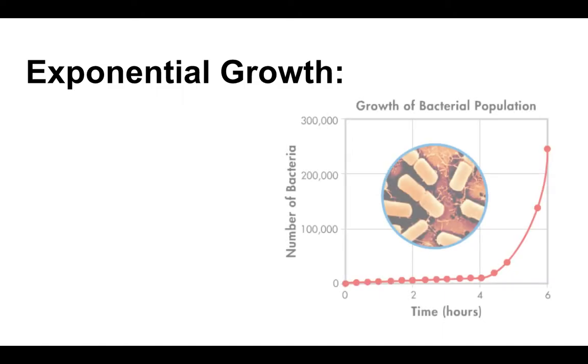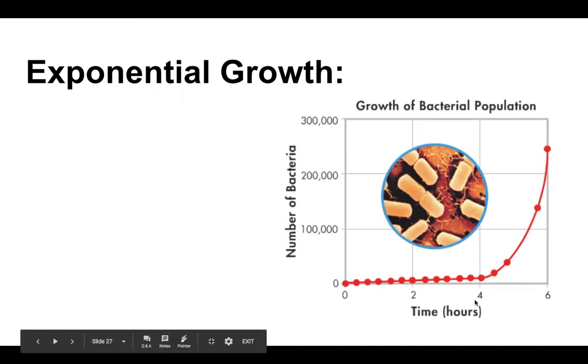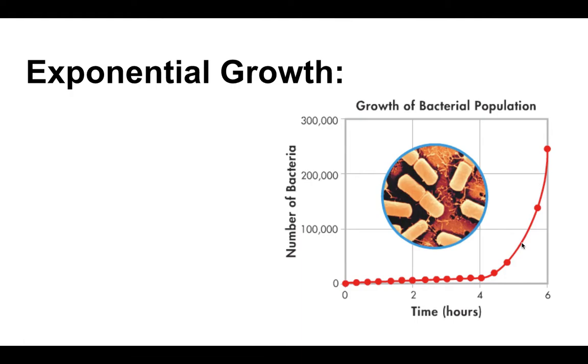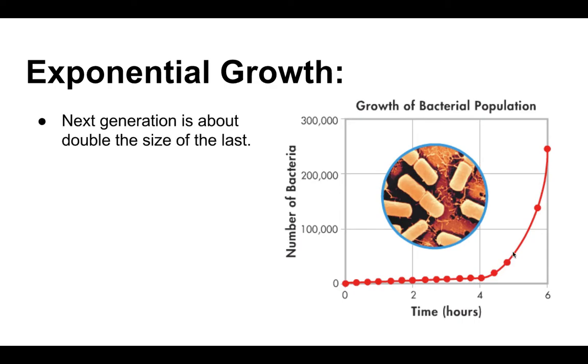And here's going to be a picture of a graph. As we look, as time increases, the number of bacteria, that's going to be the organism in our population, as time increases, the population increases. However, it's not like it just increases steadily, right? We notice, especially around here at like time of 4 hours, that as time increases, the population increases at an increasing rate. In other words, we could say that the population is increasing exponentially. And so we could also say that the next generation is about double the size of the last.